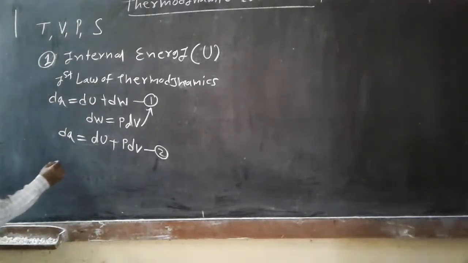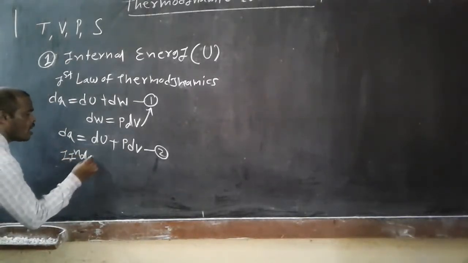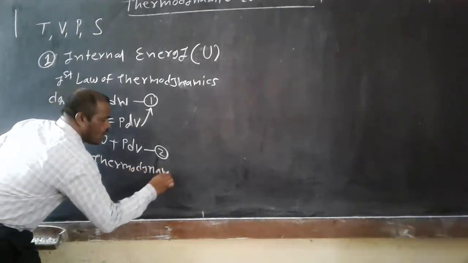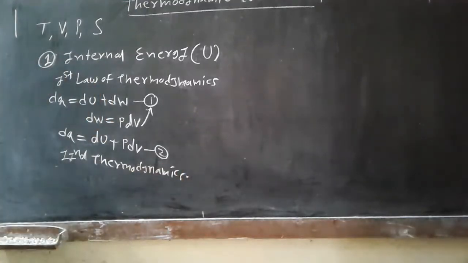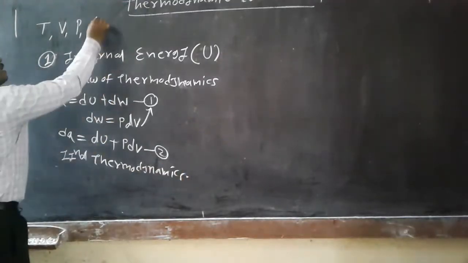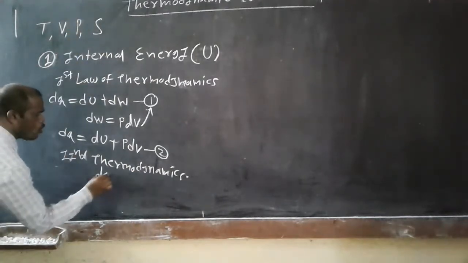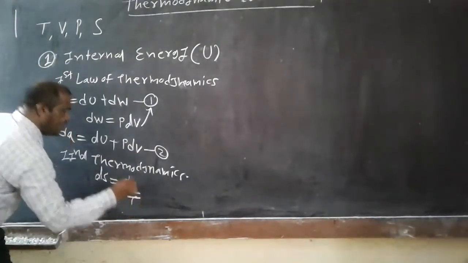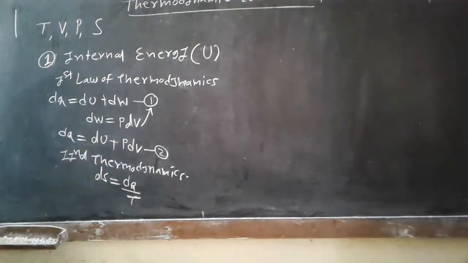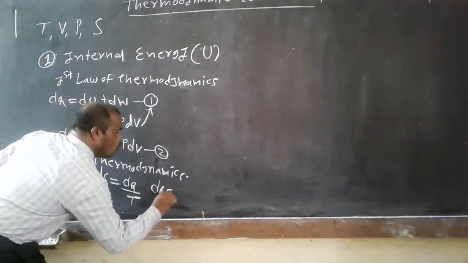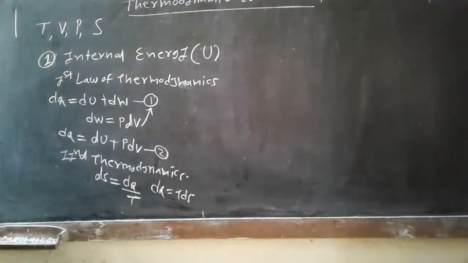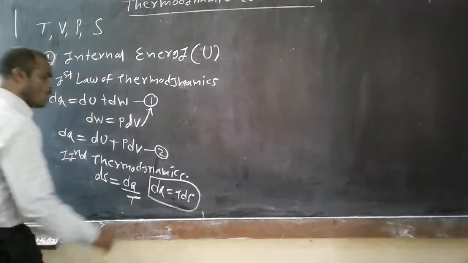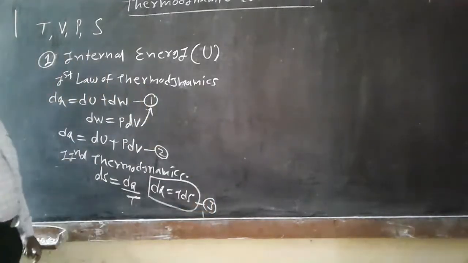Then from the second law of thermodynamics, where S is entropy, the change in entropy dS is equal to dQ divided by T. Solving this, it indicates that the value of dQ is equal to TdS. So dQ equals T into dS. Suppose that this is equation number 3.